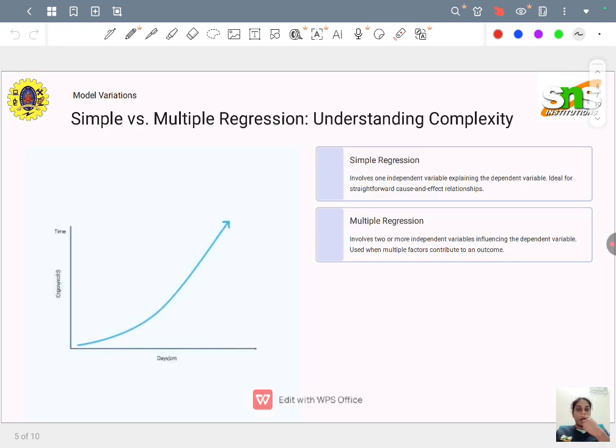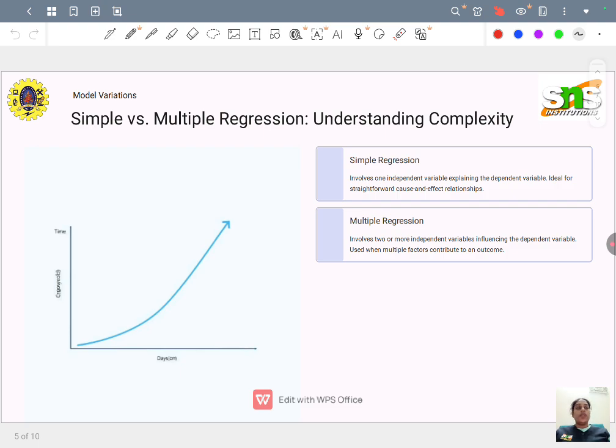Okay, next we will see about simple versus multiple regression. Regression can be simple or complex. Simple regression uses one independent variable to explain one dependent variable, perfect for clear, direct relationships. And multiple regression involves two or more factors together, which is usually the case in real world scenarios where outcomes are influenced by many variables.